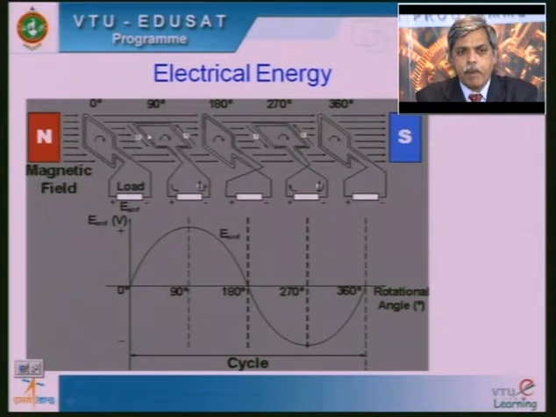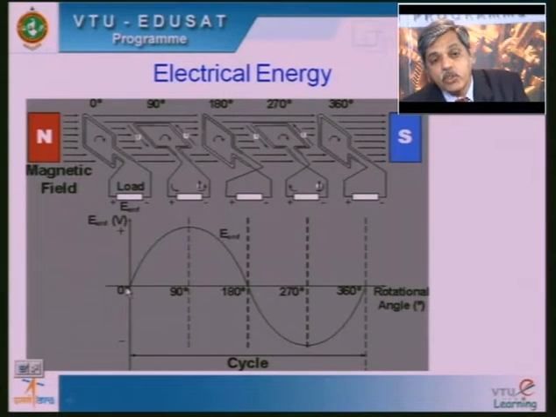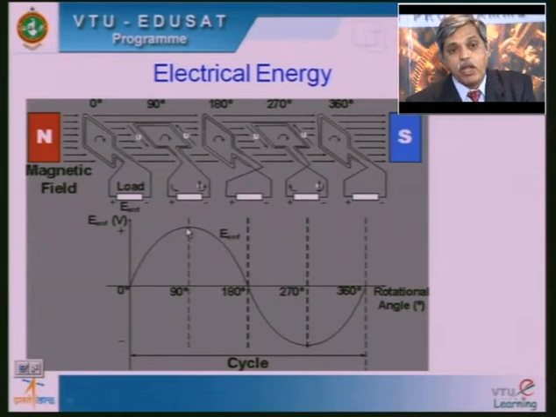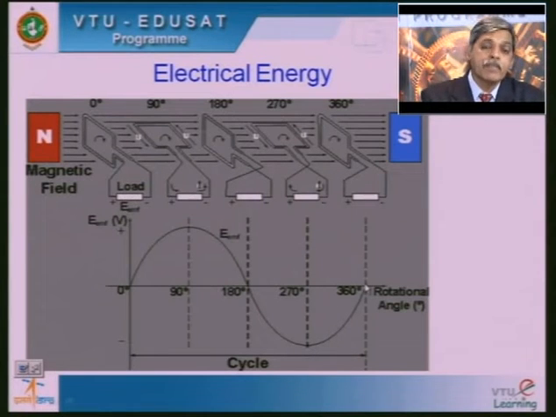Here the flux lines are passing parallel to the surface of the coil, and when I rotate by 180 degrees, again the flux lines become perpendicular to the surface of the coil. By 270, the lines are again parallel to the surface of the coil, and at 360 degrees, I am again getting the same position as the first one. So throughout this rotation of the coil, I will be getting a voltage which gradually increases from 0 to the maximum value, becomes 0 again, then increases in the reverse direction, and finally becomes 0 by the time the coil rotates by 360 degrees.